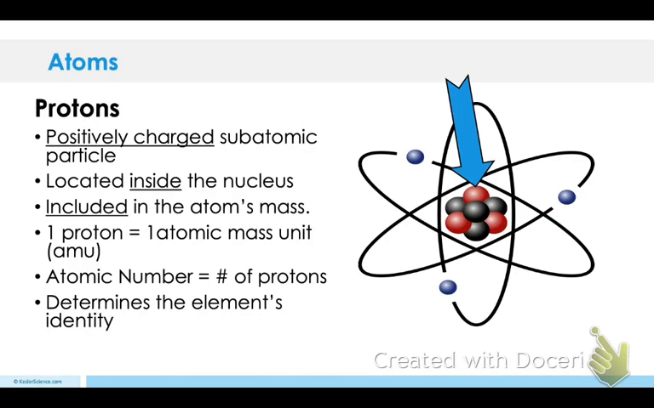So once you're done writing this down, the stuff you should highlight: positively charged, inside the nucleus, it's included in the atom's mass. 1 proton is 1 AMU. The atomic number equals the number of protons, and it determines the element's identity. Go ahead and pause it here if you're still writing.